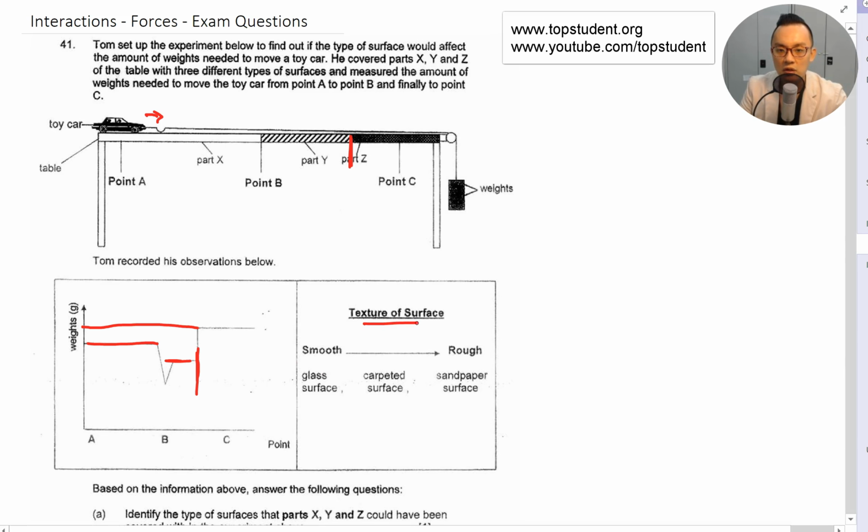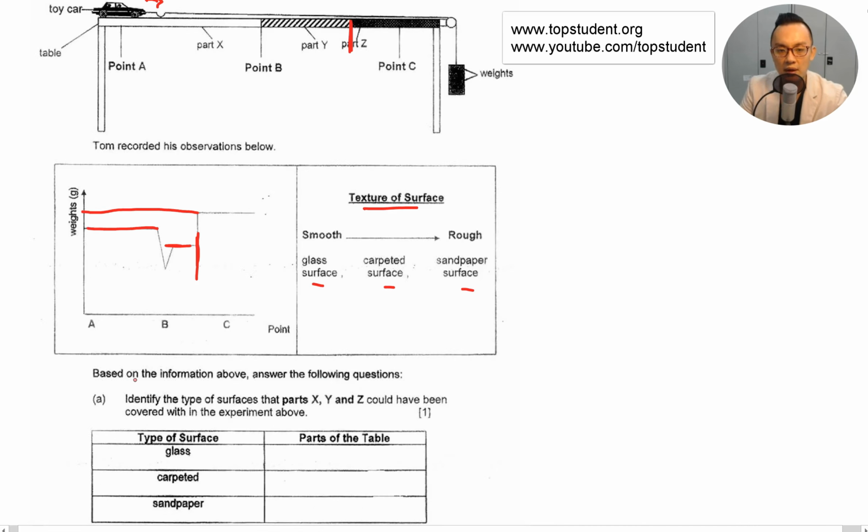So let's look at the texture of surface. You have from smooth to rough. Smooth is glass, then carpet. Rough is sandpaper. So let's look at the question. Based on the information above, answer the following questions. Identify the type of surface that parts X, Y, and Z could have been covered with.